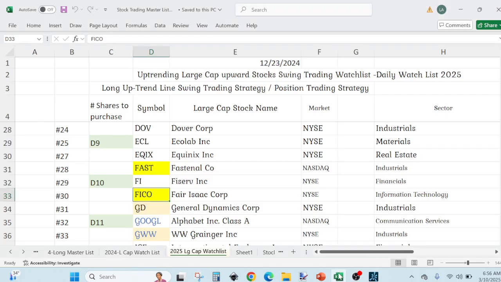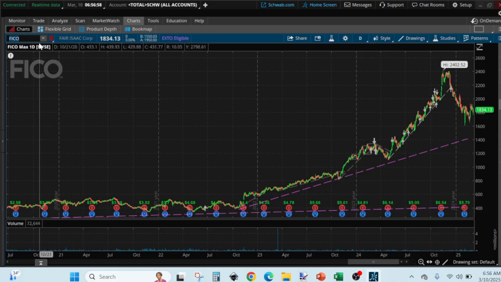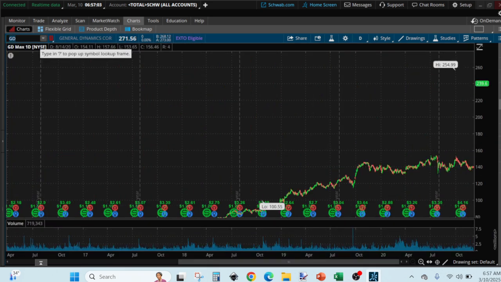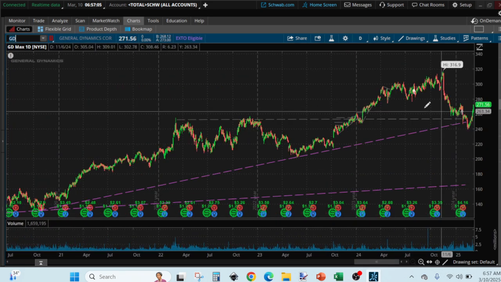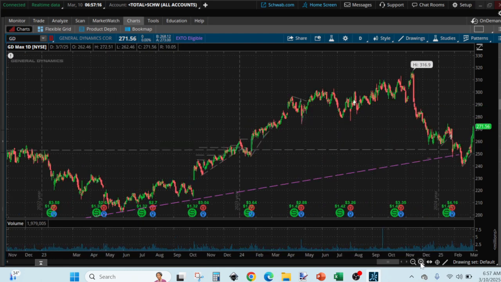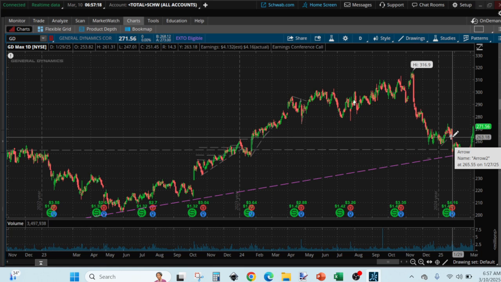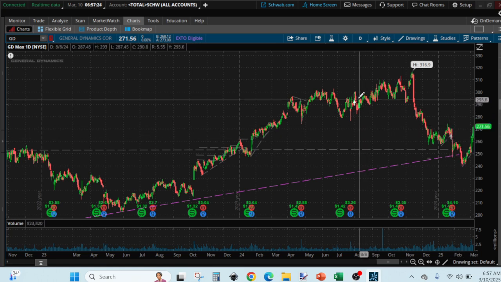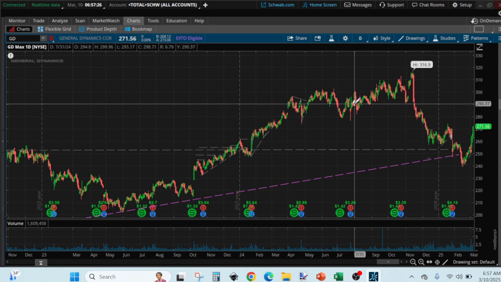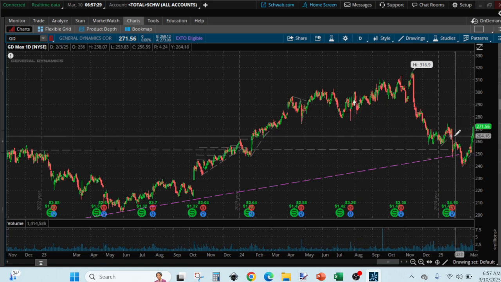The last one on the list I will analyze is GD. GD, we purchased it this year, and Friday the price went up. So we purchased it at this trend line, and I don't know if this is a place we purchased it before or not. I don't think so, but I had to check.